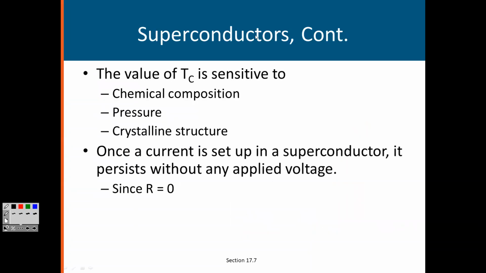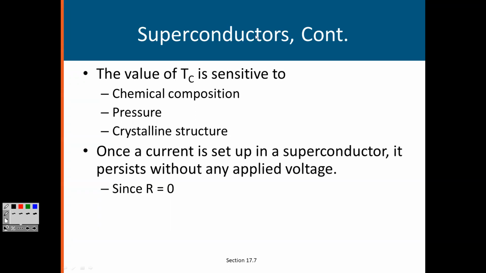The value of this critical temperature is sensitive to chemical composition. We can mix different amounts of different elements and get a compound which has a higher TC, critical temperature. Pressure: if we increase the pressure on that material to a high pressure, then you can increase the TC, the critical temperature at which it becomes a superconductor. The crystalline structure also matters; certain structures are conducive to being a superconductor.